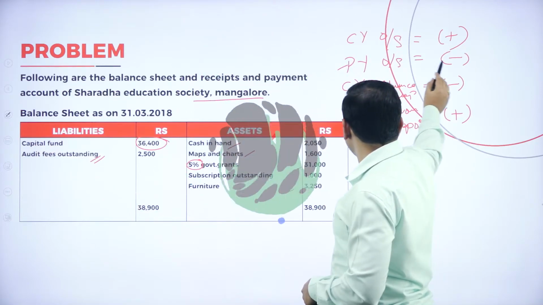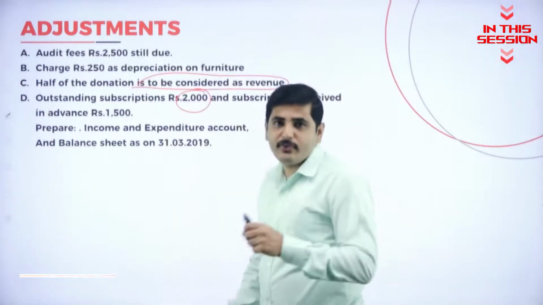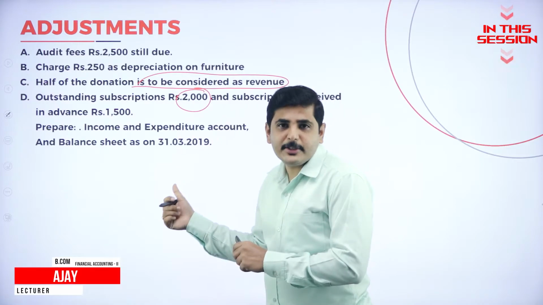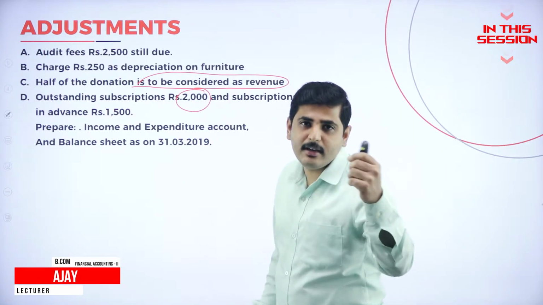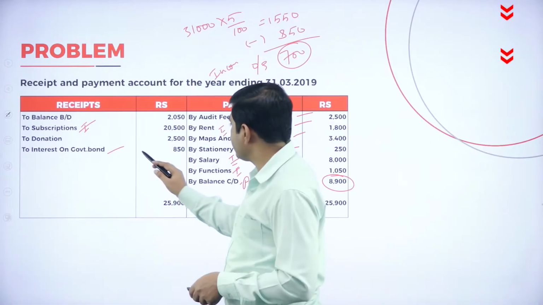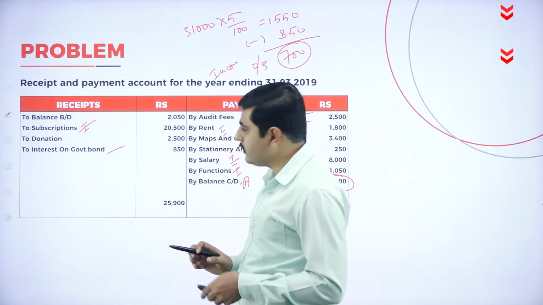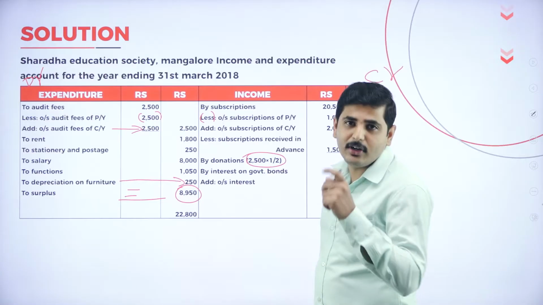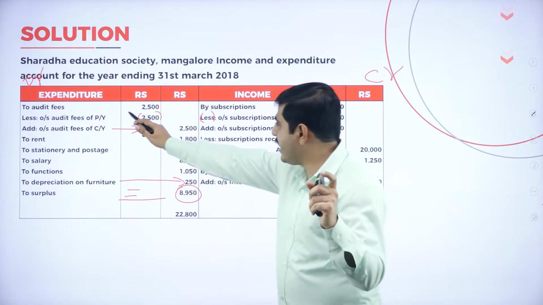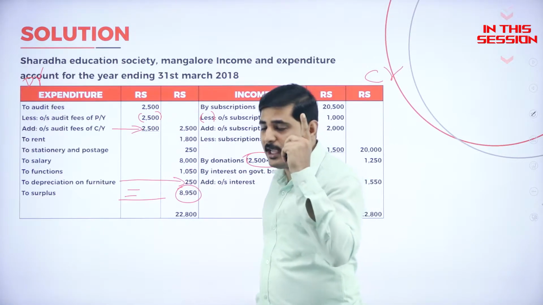Any previous year outstanding, we should deduct it. So we should show it in the income and expenditure account. Remaining half should be shown in the capitalized. Interest on government bonds, we have to add it to the government bonds total interest. For debit all expenses and losses, credit all incomes and gains. It is a nominal account. Keep this in mind.